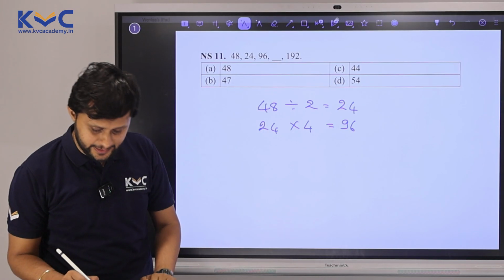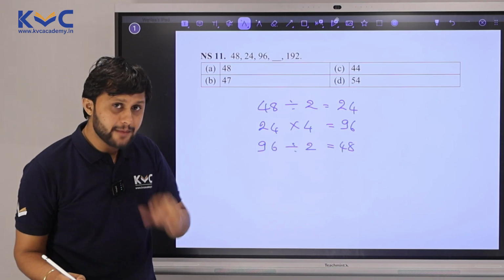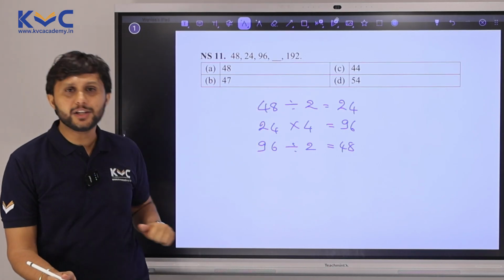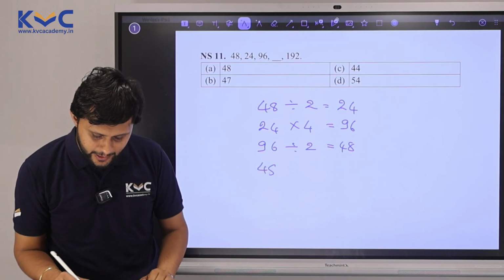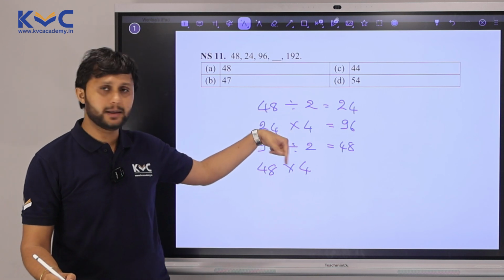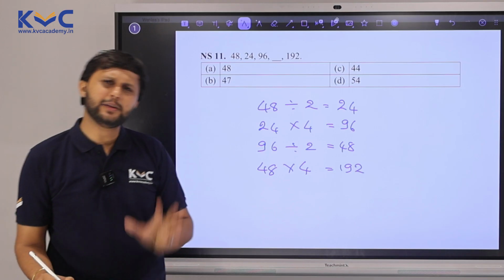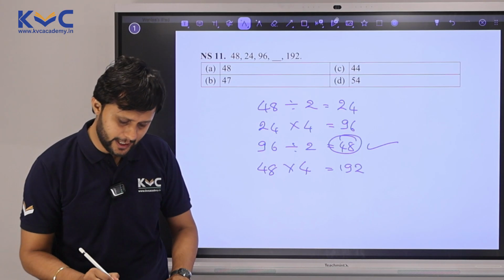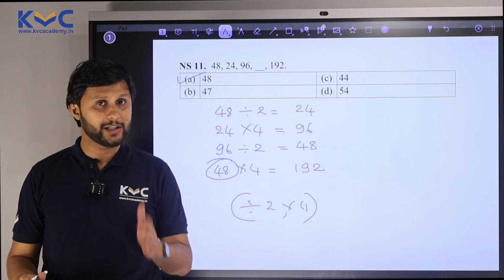Now next we will take 96 divided by 2, we get 48. Though we have the option, let's not jump into the conclusion. Yes, it is there, 48, but let's not jump into the conclusion. Maybe the logic is different. Let's see. We have 48 into 4, because alternatively we have to multiply with 4. Divided by 2, multiplied with 4. 48 into 4 is 192. Since you have only 4 numbers, looks like the logic is right. Answer is 48, which is there in option A. Moving on to the next question.